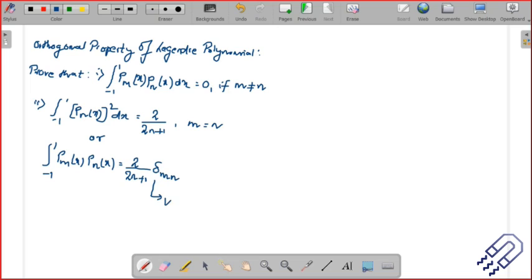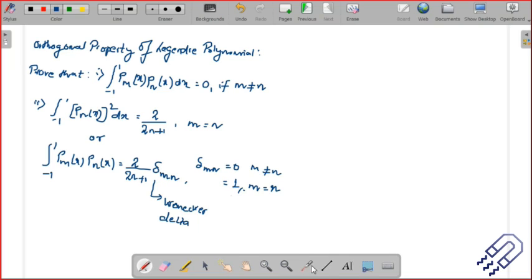So if you remember, this is called Kronecker delta. It simply means that delta mn is equal to 0 if m is not equal to n, and sorry, we can just write it down as 1, because we are writing with the Kronecker delta here. So it will be equal to 1 if m is equal to n. That's how you write down the Kronecker delta.